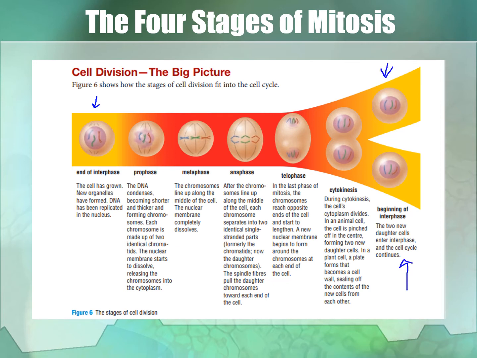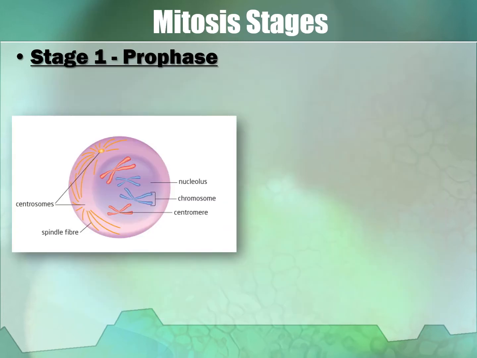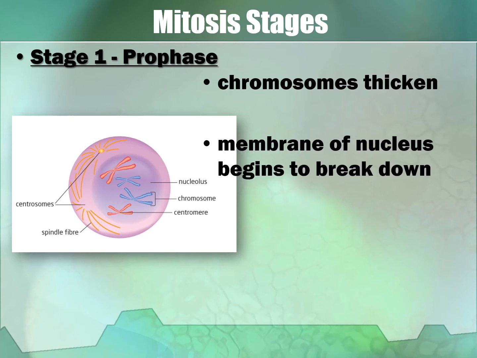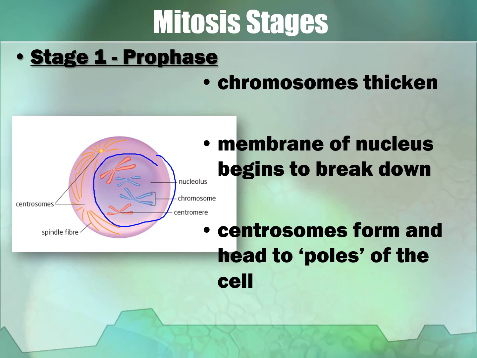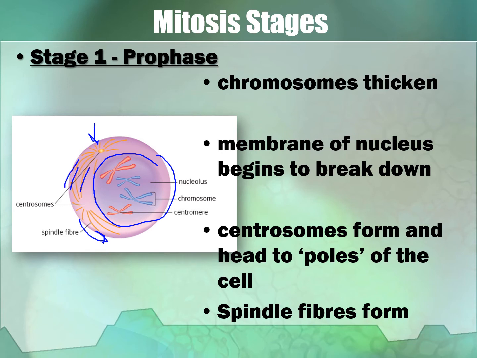So there's your middle part, and then here are your phases. Again, prophase, metaphase, anaphase, and telophase. So let's look a little more at these stages. Stage 1 is prophase. You can see your centrosomes have formed. The membrane is starting to break down around our nucleus here. The chromosomes have doubled. And we've got these centrosomes that are now heading towards the poles, and also these spindles that are there as well. In the next picture, we're going to see these things start to go into action.